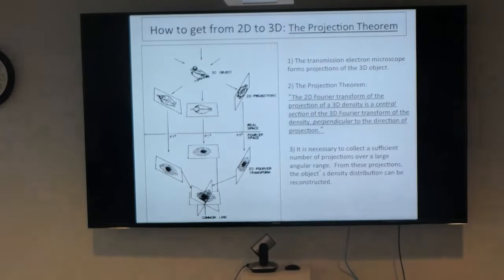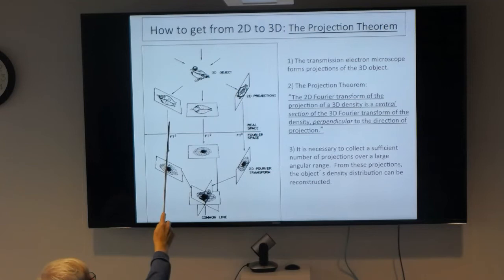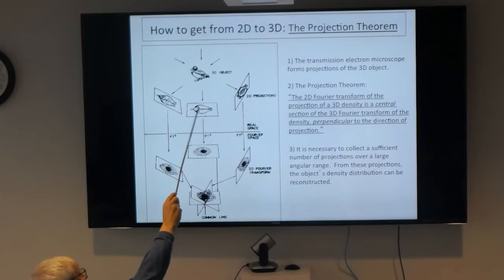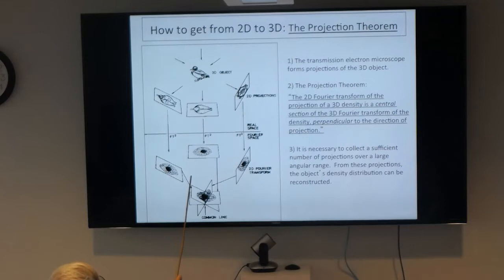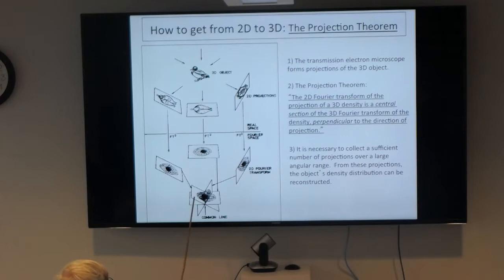And so the basic concept of how to get from two dimensions to three dimensions is illustrated in the projection theorem. That tells you that if you have a three-dimensional object and you want to get information from it, the only thing that you can get is a two-dimensional projection. So what you do is you get two-dimensional projections in all different orientations, and the projection theorem, or projection slice theorem, tells you that a projection in Fourier space is equivalent to a central section in the three-dimensional Fourier transform.